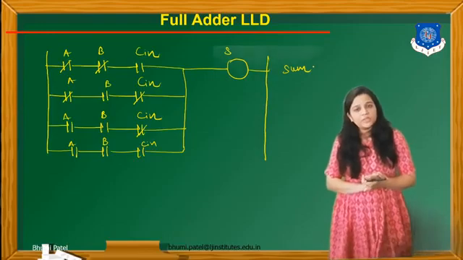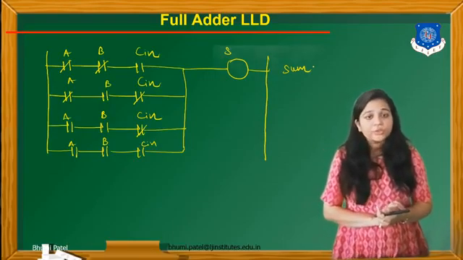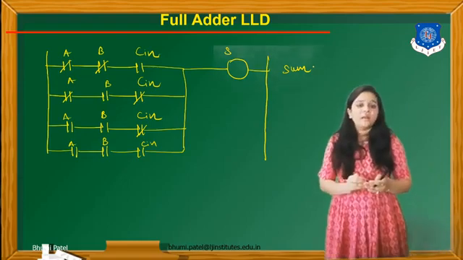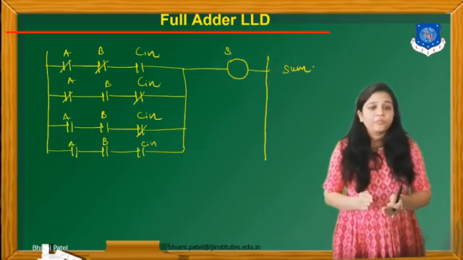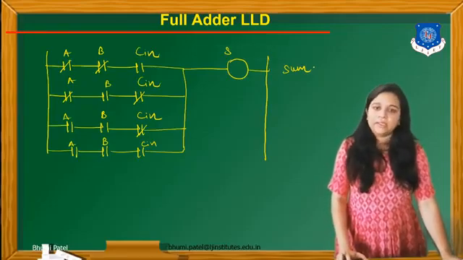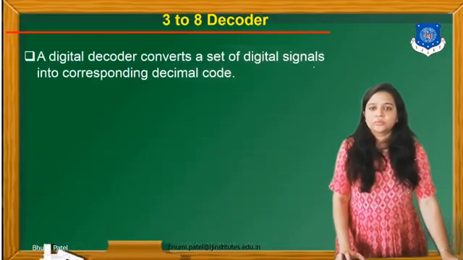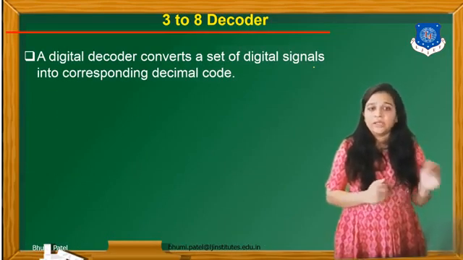Okay, the same logic is applied for the carry output. So using the half adder and the full adder, we can simply add the inputs and we can get the output like sum and the carry. Clear? The next one is the 3 to 8 decoder.